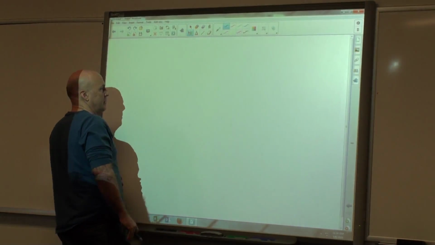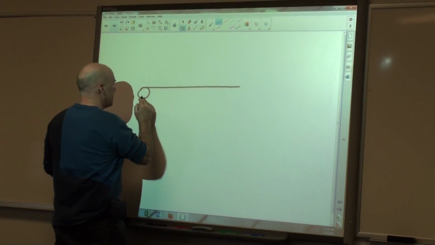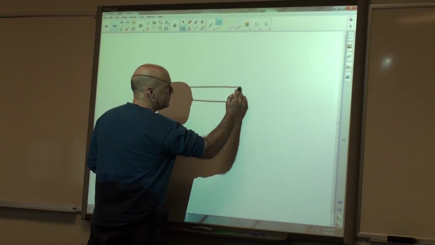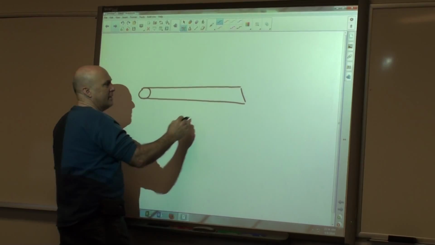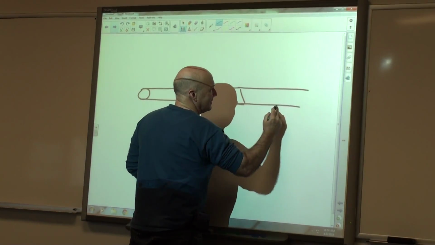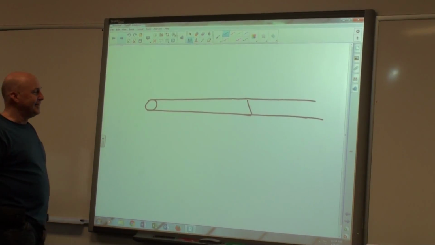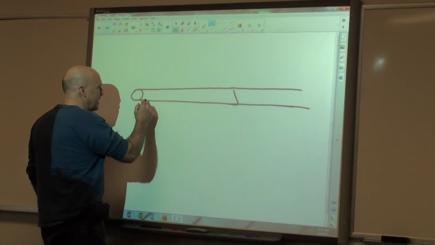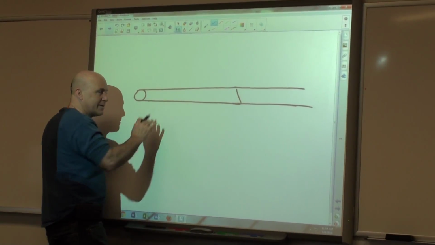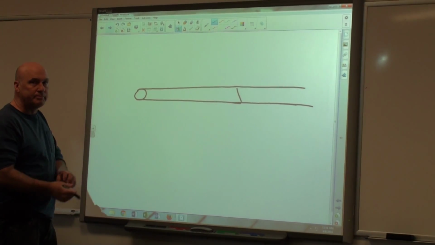I'll give you an example. If you have a rod like this, and you have a rod, and let's say it goes on forever, like it's an infinitely long rod. Okay, it won't work if it's finite. But if it's infinitely long, let's say it had a constant charge distribution.